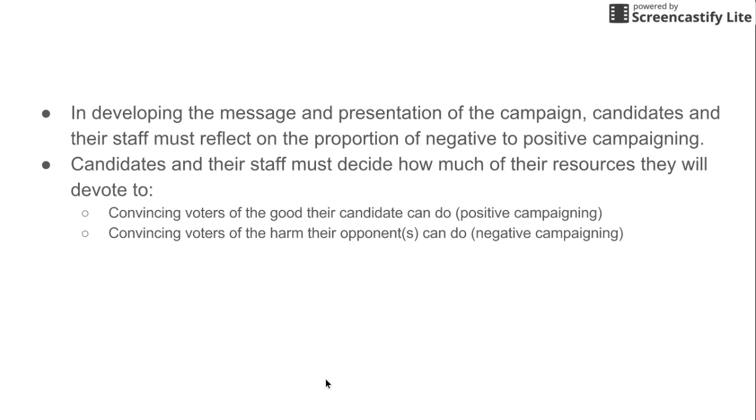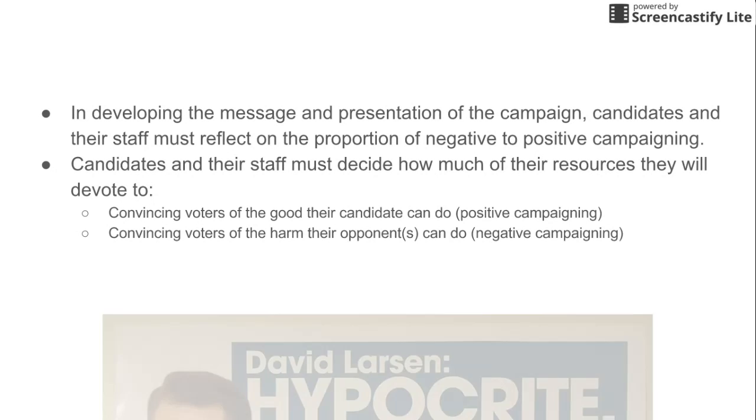In developing the message and presentation of the campaign, candidates and their staff must reflect on the proportion of negative to positive campaigning. Candidates and their staff must decide how much of their resources they will devote to convincing voters of the good their candidate can do, so that's positive campaigning, and convincing voters of the harm their opponent or opponents can do, and that's called negative campaigning. So I have a couple of examples of negative mailers that you might see.